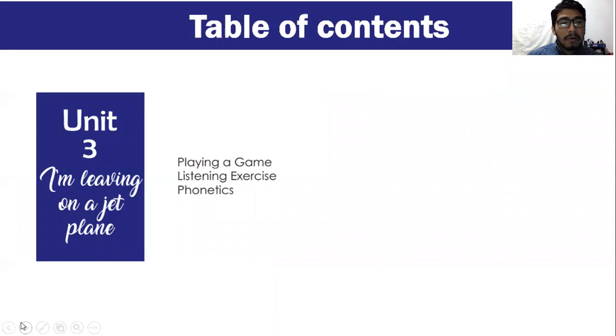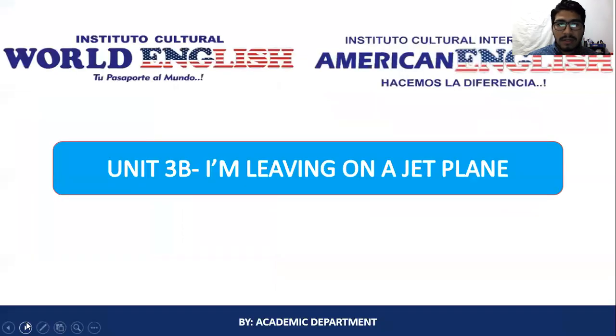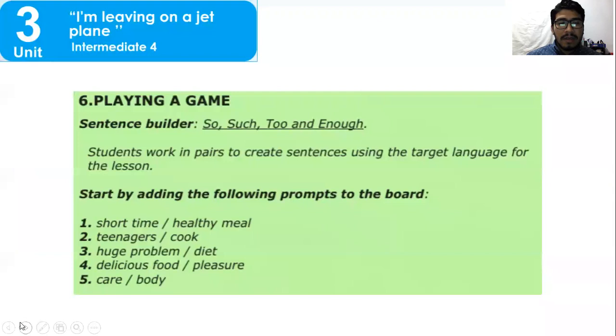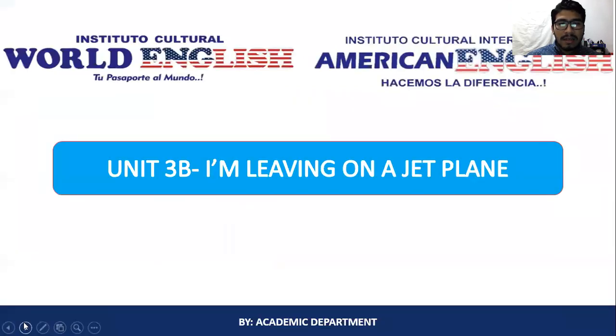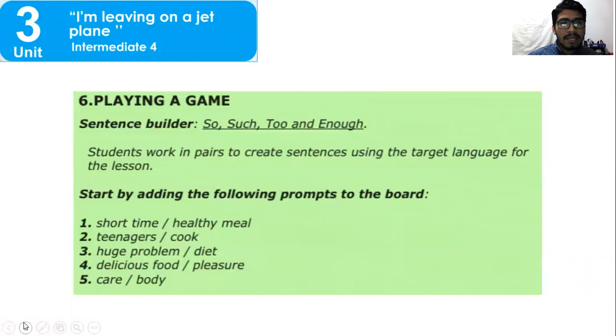Okay, today we're going to play a game. We're going to make some phonetic vowels, like "I'm living on a jet plane." Actually, "I'm living on a jet plane" is the unit we have to practice, and then we have to do this part. Okay, give me a minute. Look, remember, this is playing the game, the sentence builder: so, such, too, and enough.